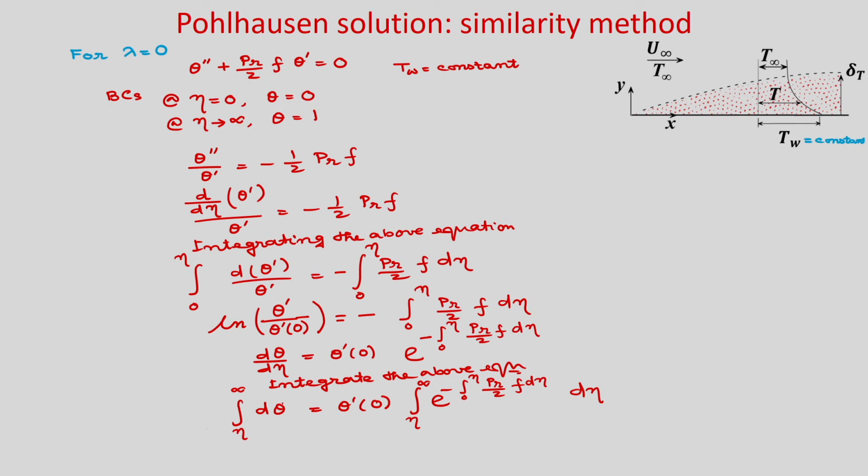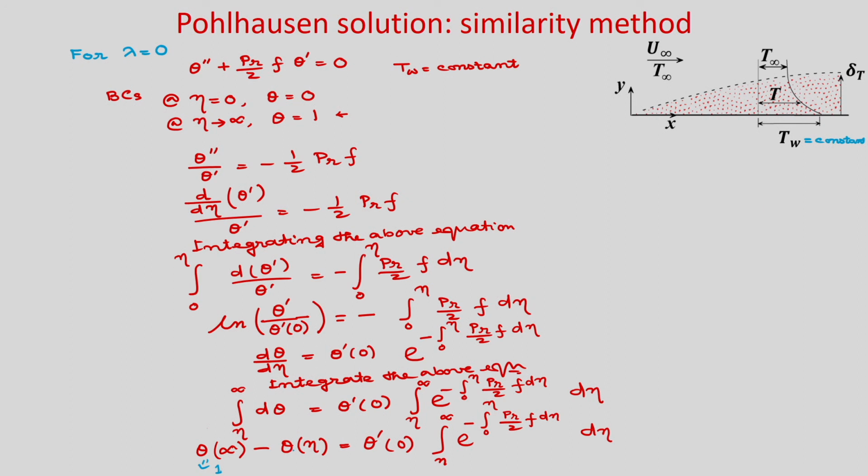Okay. So, if you put it, then what you will get? Theta at eta equal to infinity minus theta at eta is equal to theta prime 0 times the integral from eta to infinity of e to the power minus the integral from 0 to eta of Prandtl number by 2 f d eta, d eta. Okay. So, now you see theta at eta tends to infinity, we have the boundary condition theta is equal to 1. So, you can put this as 1. Okay. So, this value is 1.